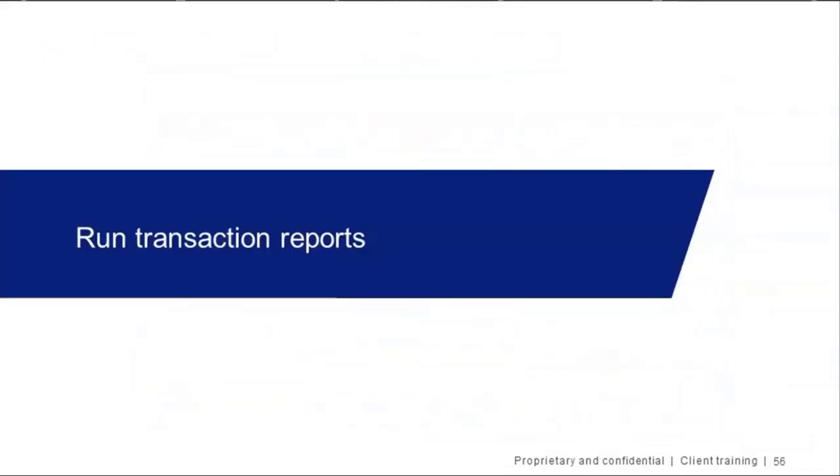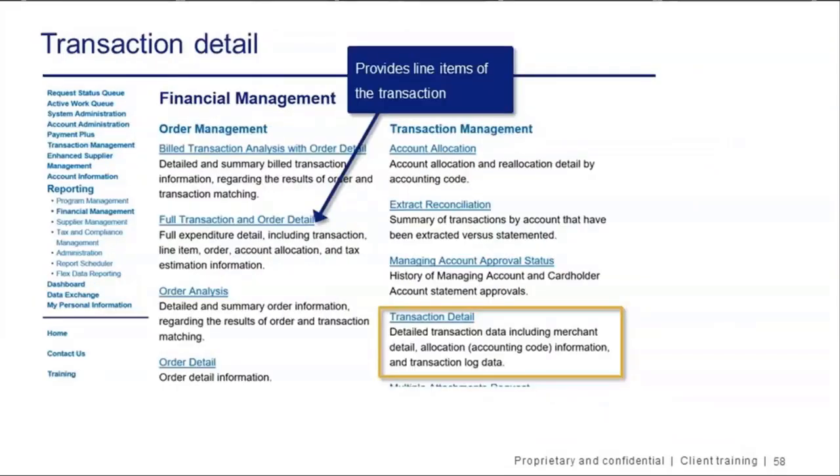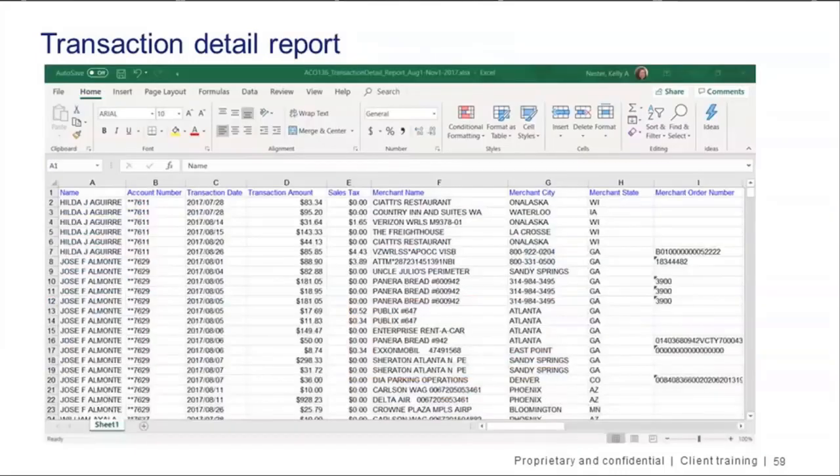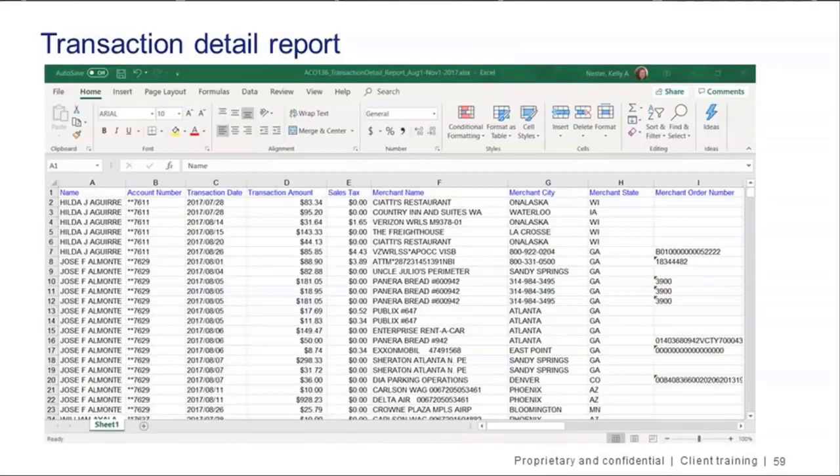I wanted to talk about transaction reports. The most comprehensive one out there, you click on Reporting and then click Financial Management. And then you're going to scroll way down to the bottom over on the right-hand side, and the transaction detail is the one that you want to check out. And you'll fill in all the different parameters. So you'll need to fill in the cycle that you want and the card information that you want, or the managing account hierarchy that you want. And then that will give you a list of all transactions.